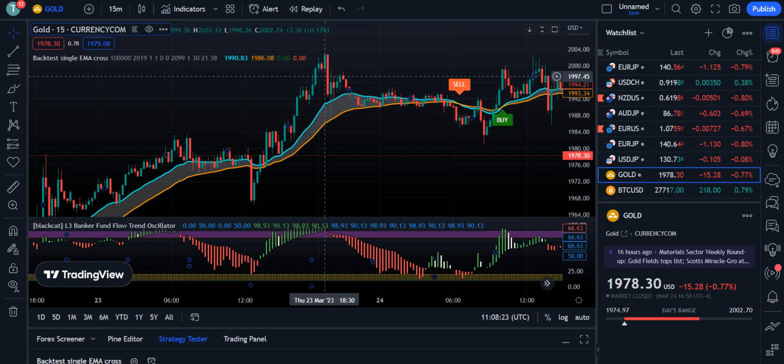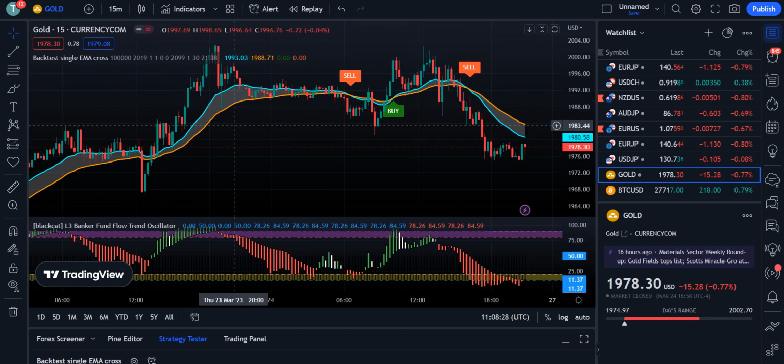So this is a powerful strategy and is used for taking maximum profit by using this combination of these two indicators.